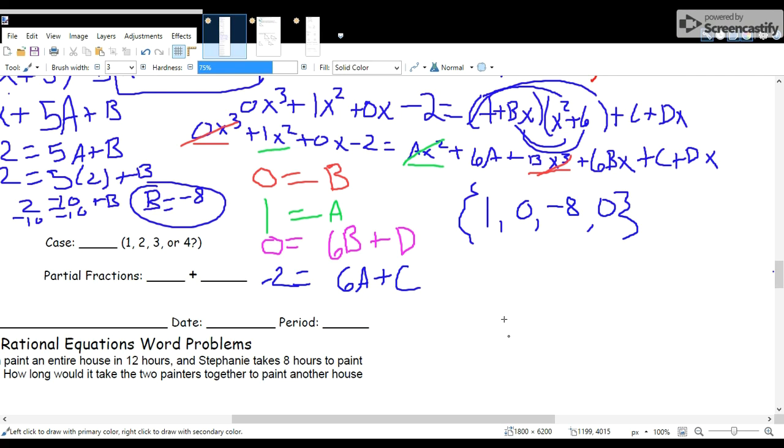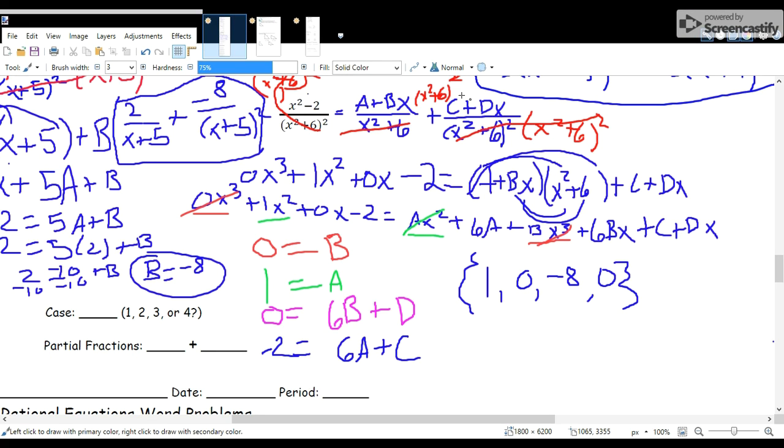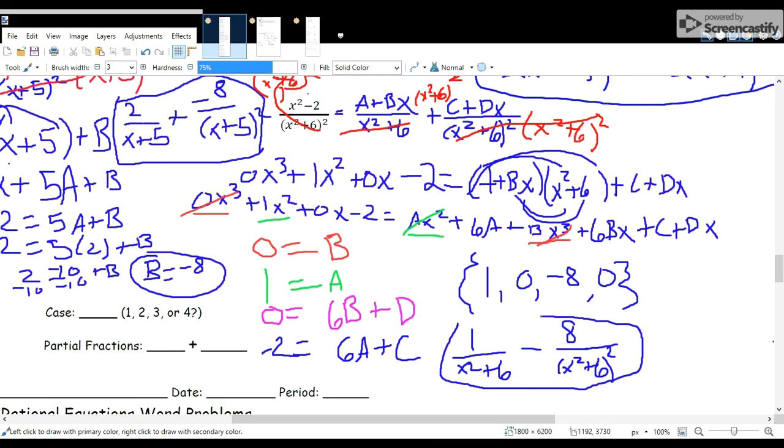So if you plug these in to our partial fractions, you should get 1 over x squared plus 6 plus, or you could just put minus, 8 over (x squared plus 6) squared. And that would be your decomposed partial fractions answer.